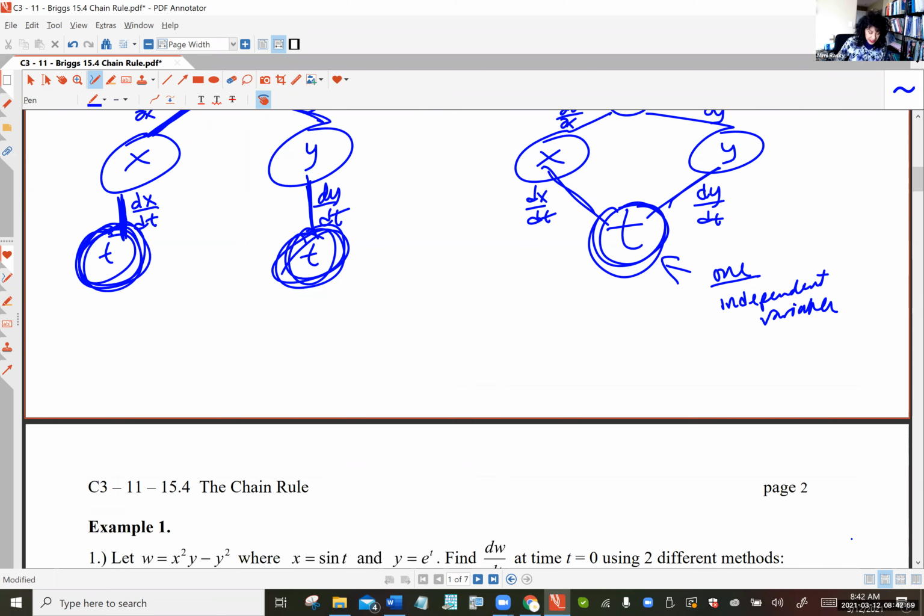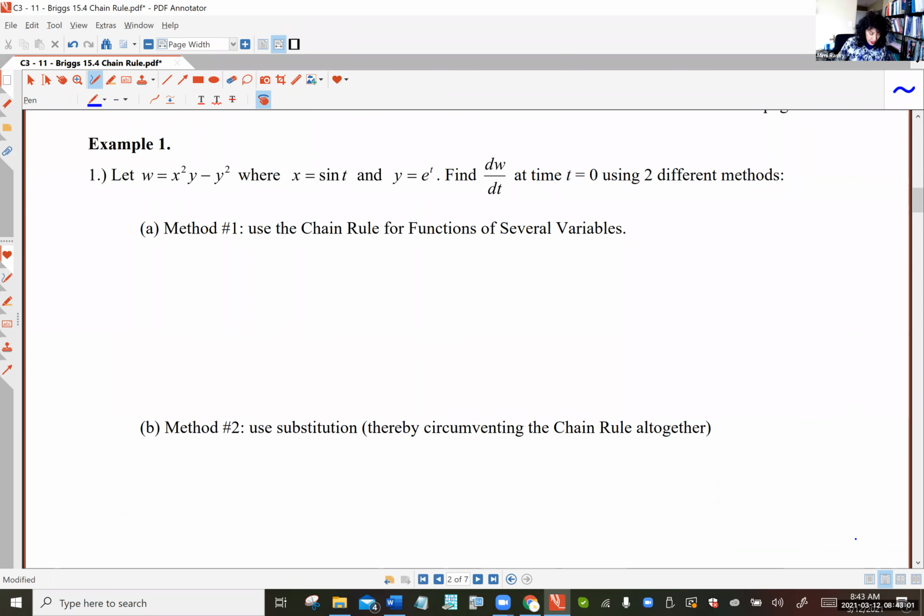So now let's do some examples of the chain rule. Okay, here is a function w which is a function of x and y: x squared y minus y squared. But x and y themselves are functions of an independent variable t, where x is given by sine t, y is given by e to the t. We're going to find the derivative of w with respect to time t at time t equals 0 using two different methods. Why do we have to use two different methods?